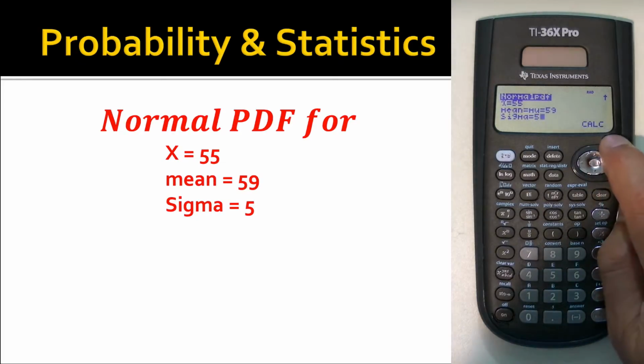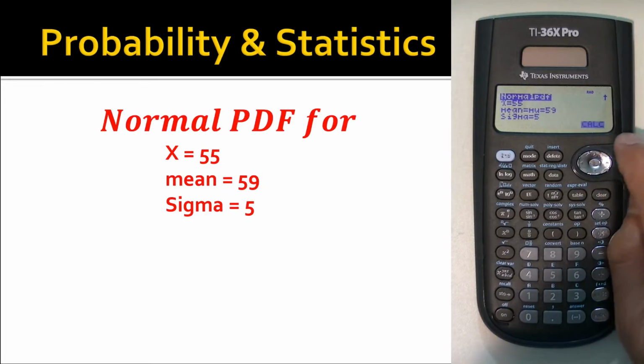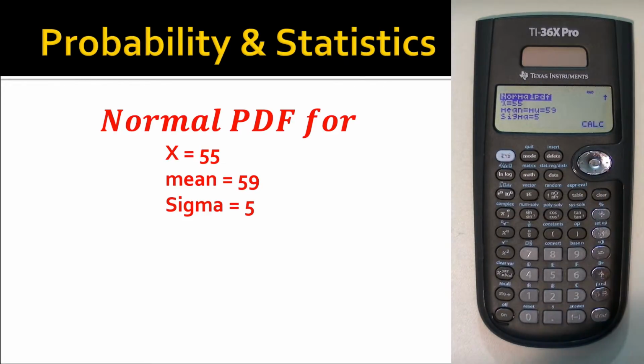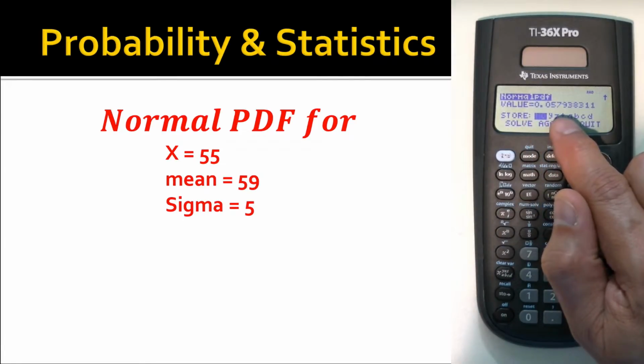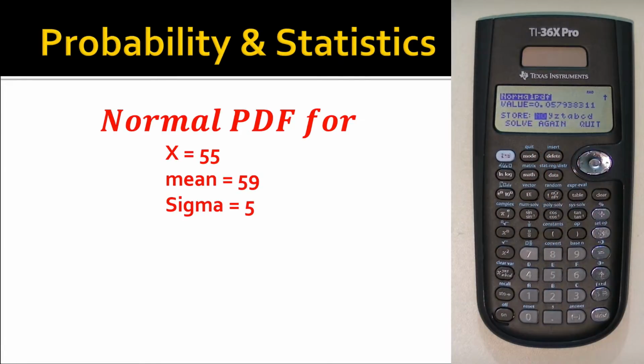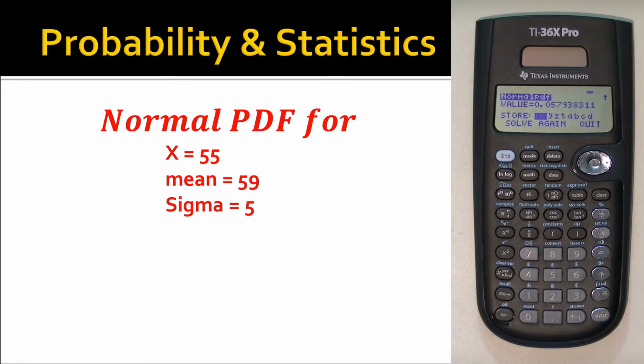Now I arrow to the calculator function key over here. Just hit the down arrow once. It's sitting on calculate. It will not execute until I hit enter. So I now hit the enter key. And it gives me a value of 0.05793, etc. That is the actual normal PDF for the values that I've entered. An x value of 55, a mean of 59, and a sigma of 5.